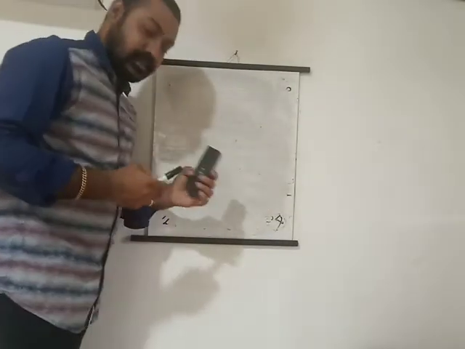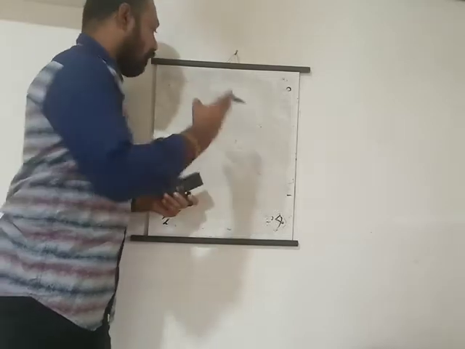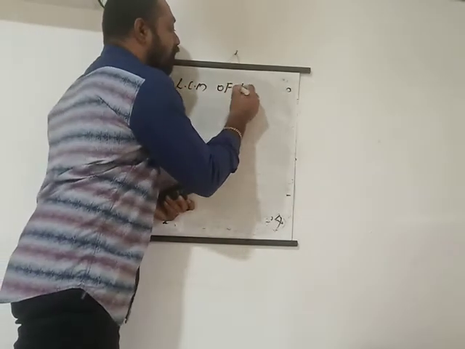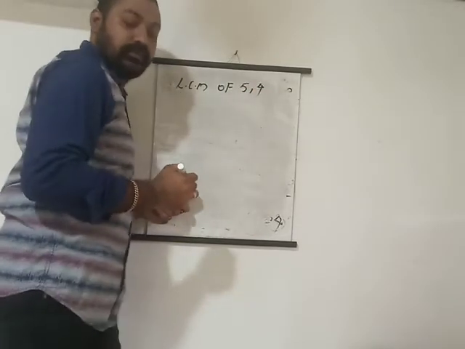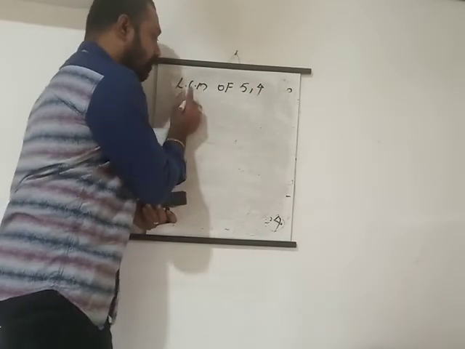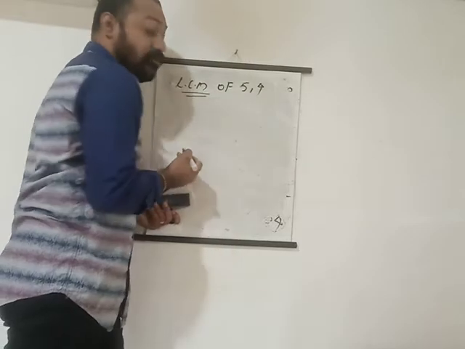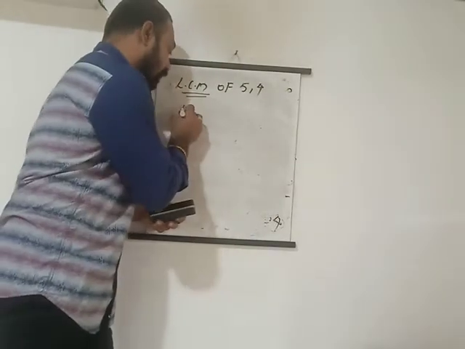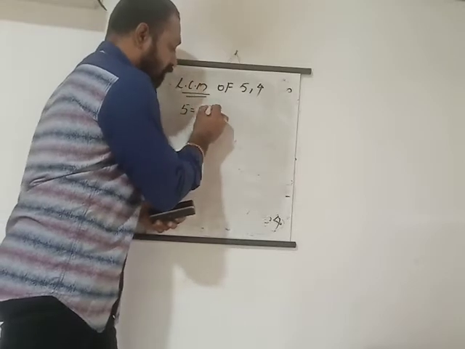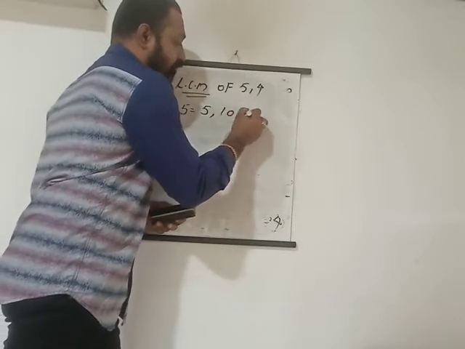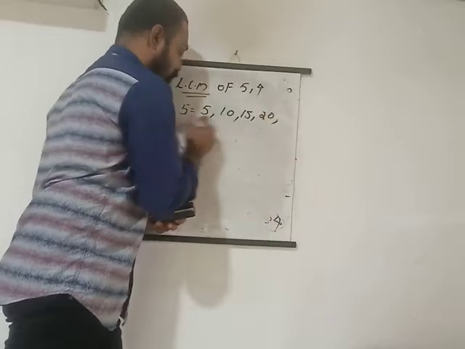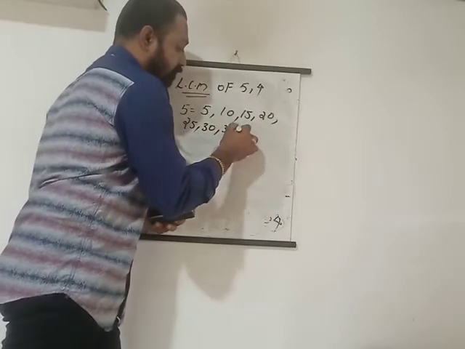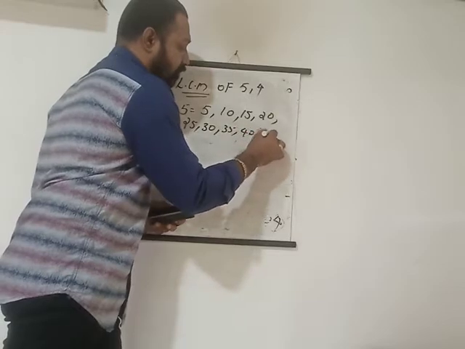I will show you one more example. Now what is the LCM of 5 and 4? We need to find the least common multiple of 5 and 4. For that, what do we have to do? First we need to write the multiples of 5: 5, 10, 15, 20, 25, 30, 35, 40, 45, 50.